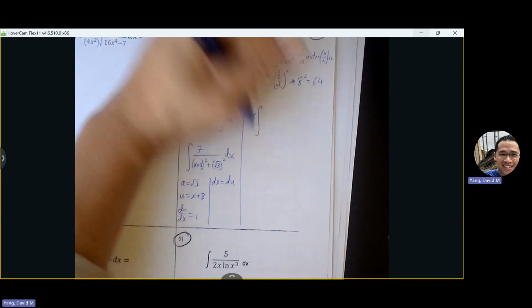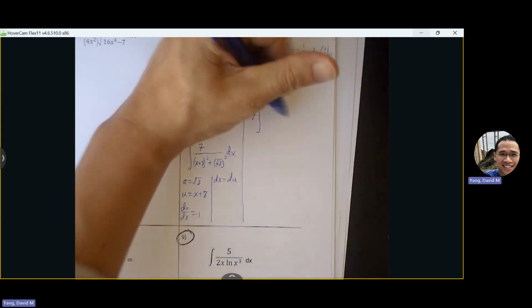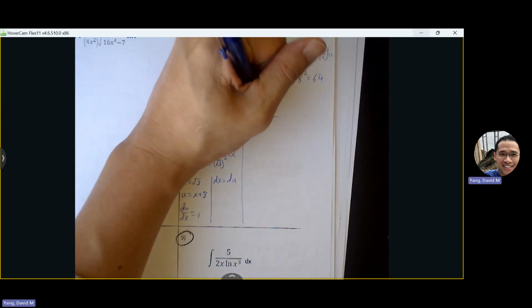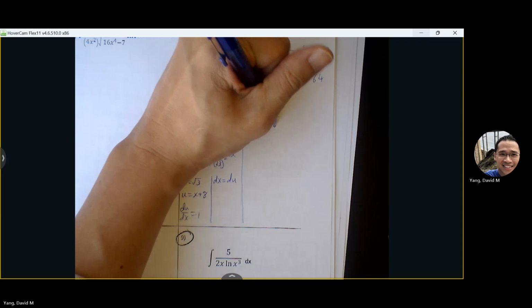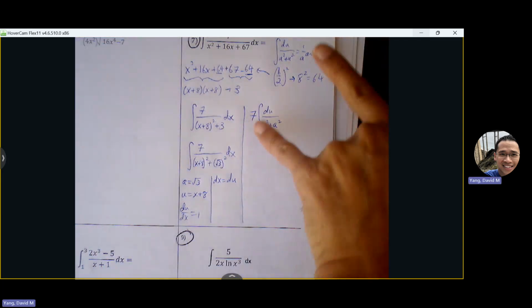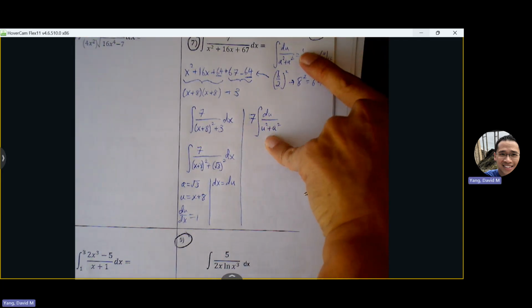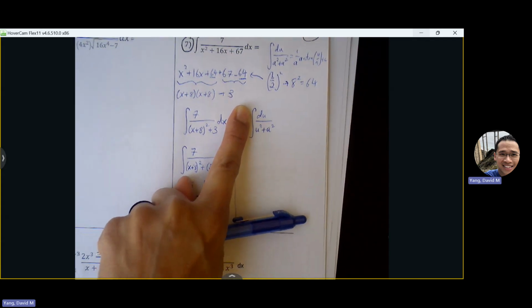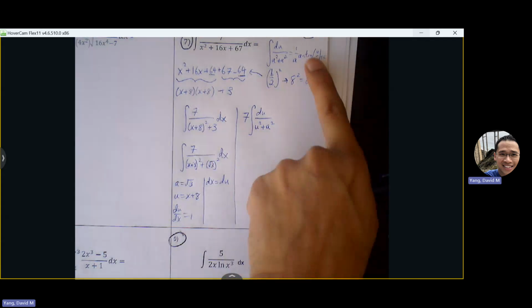So if I pull the 7 out in front, dx gets replaced with du. I clearly have u squared plus a squared. And this is essentially the same as the rule that I want to apply. Once I cover up my coefficient, it should match exactly like the rule that I want to use. So now I'm ready to apply my rule.